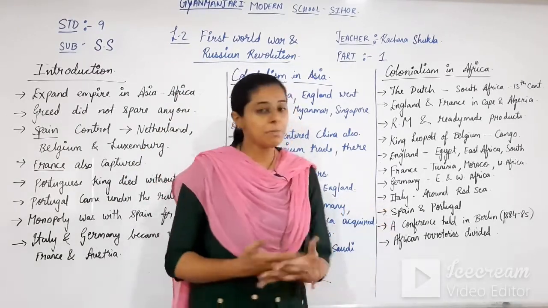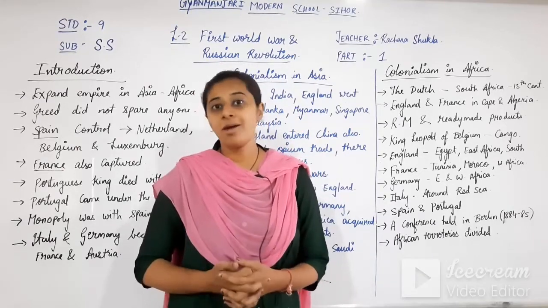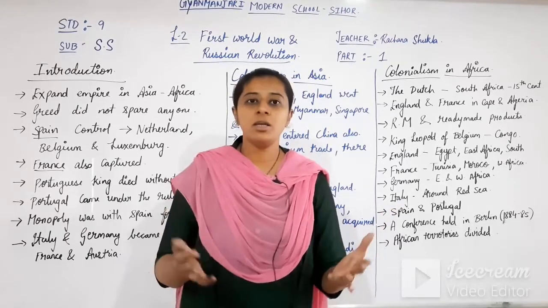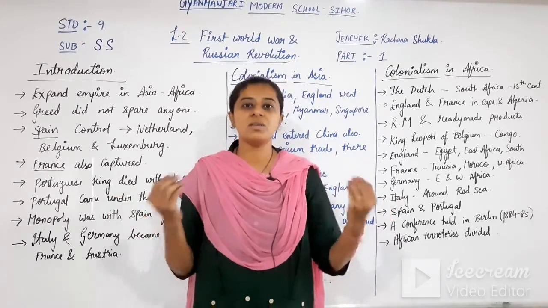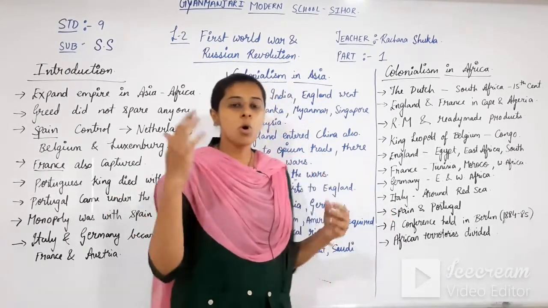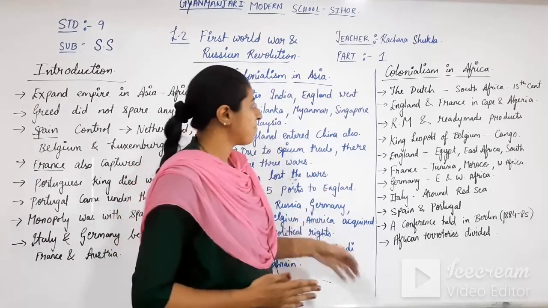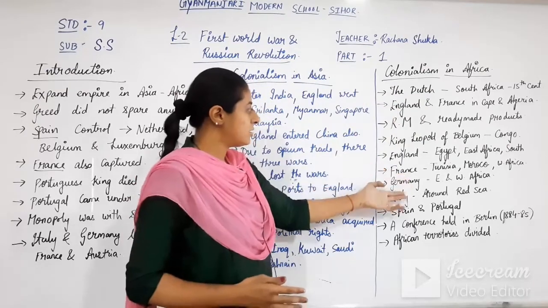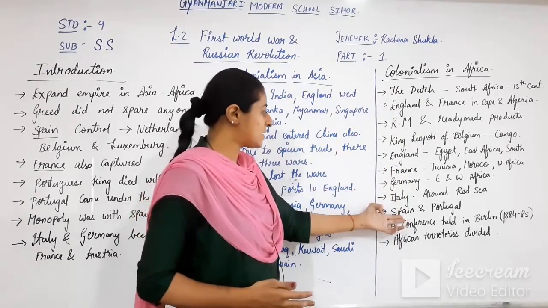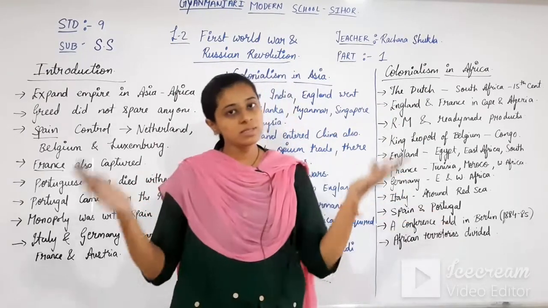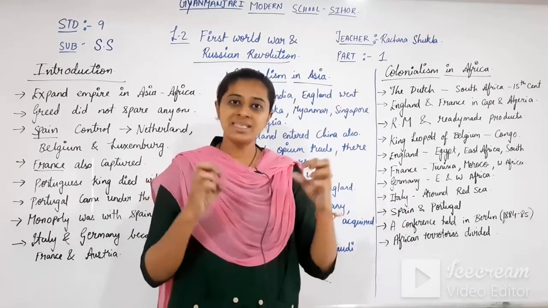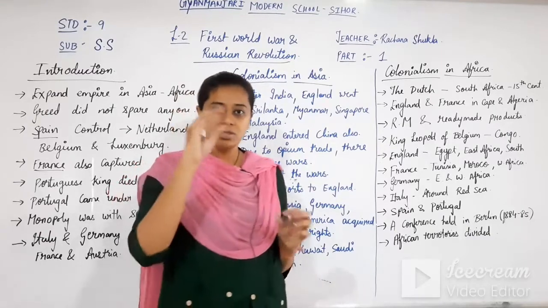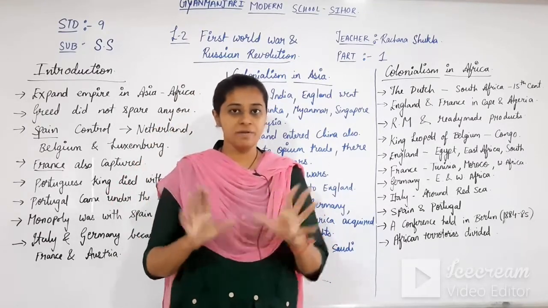Then Spain and Portugal also came. They were also not behind. Spain and Portugal came to Africa. They also captured some of the countries, some of the parts of Africa. So all the European countries, that is the Dutch, England, France, Germany, Italy, Spain, Portugal, all came to Africa. They started waging wars with African countries and captured some small parts of them.